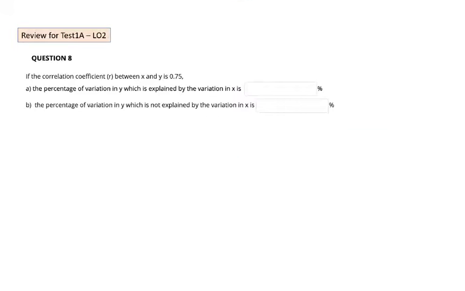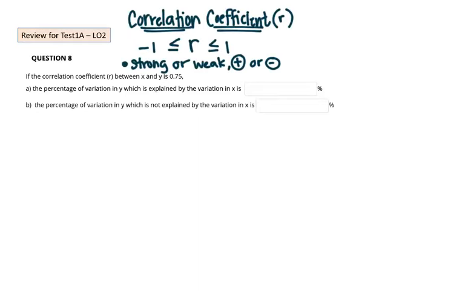Okay, finally we've made it to the very last question in the review. And again, it's talking about the correlation coefficient and then the percent of variation, which is just talking about the coefficient of determination. So let me just review that a little bit again. The correlation coefficient is the letter r. It's always between -1 and 1, and it tells you if the relationship is strong or weak, and positive or negative.